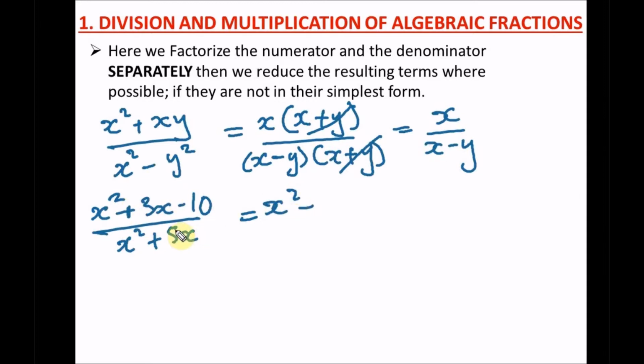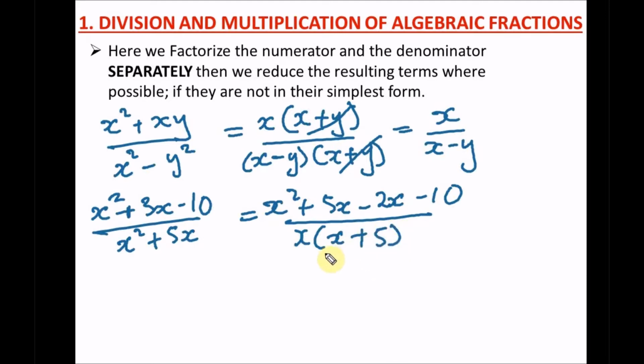X squared minus, to get plus 3x. What are the factors of minus 10 that when we add or subtract give us plus 3x? So it will be, I'm going to use a plus 5x minus 2x minus 10. And here this denominator we can factorize by bringing out x, and we're left with x plus 5.